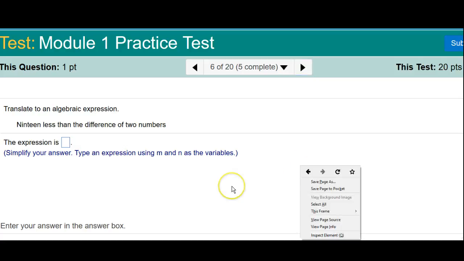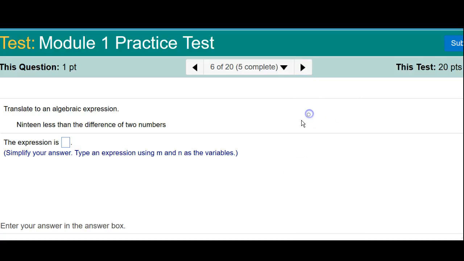Now for something like this, they want you to use these letters, M and N. So they're saying the difference between two numbers, and you must use these letters, and then it's going to be 19 less than that you're going to put up here as your answer. Again, I don't want to do these, but this one's very close.